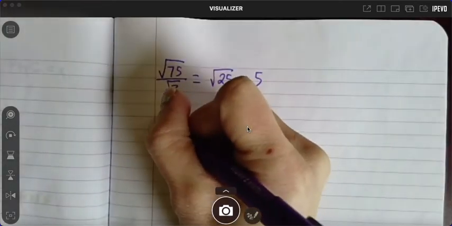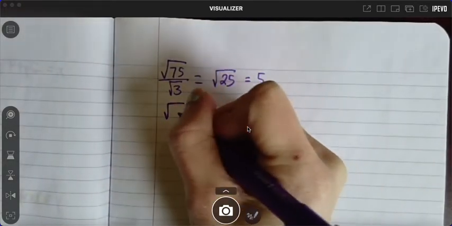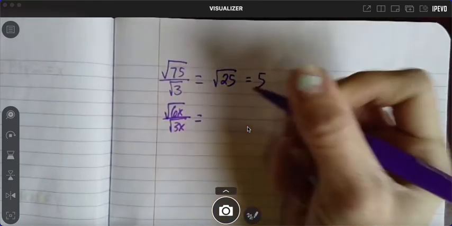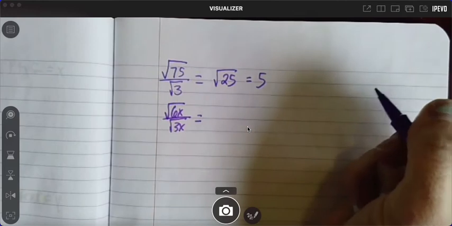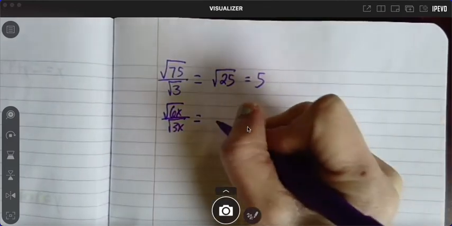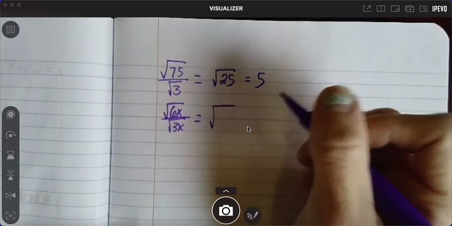Why would you get the square root? If I was to do the square root of 6x divided by 3x, you can't go any further. Would it be 2 or the square root of 2? Well, watch.